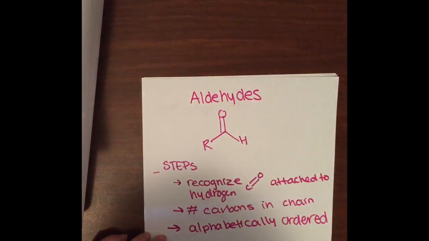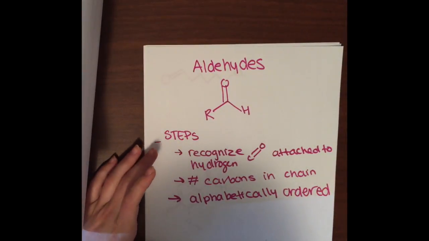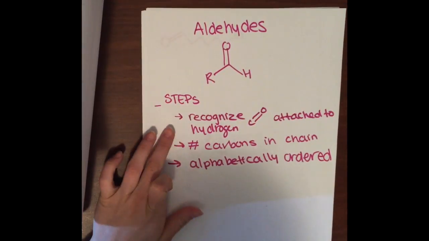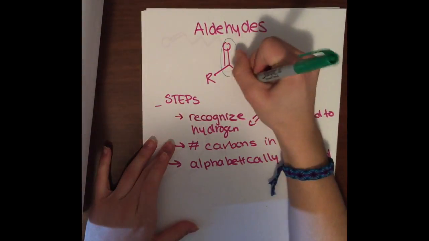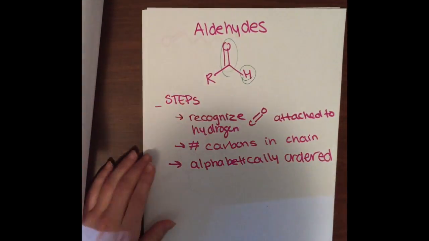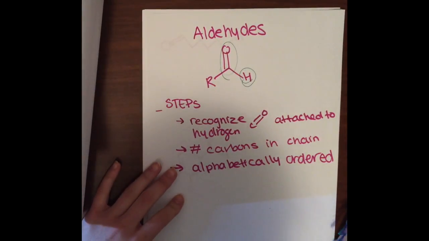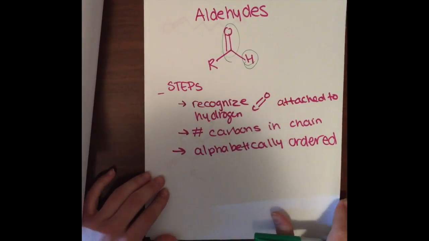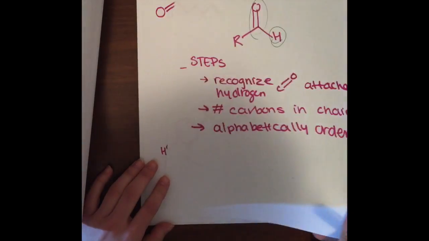Let's look at how to name aldehydes. I've shown here a generic aldehyde, and the important steps to naming aldehydes are shown below. First, you should recognize the C=O carbonyl group attached to a hydrogen, as I've circled here. Another important step is to number the carbons in the chain, and you have to number in order to get the longest chain possible. Another important step is that when you're naming, it should be alphabetically ordered.